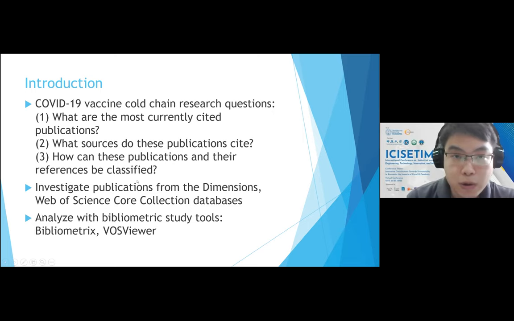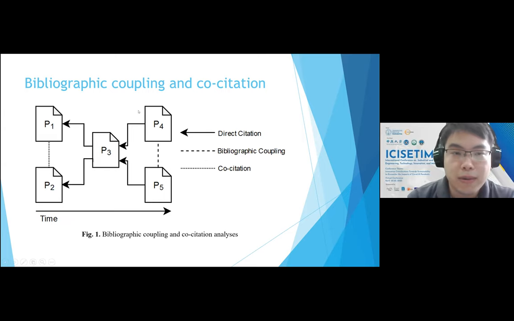So instead of only analyzing from the base source count, it looks at what the authors source and what publications they cite as well. Some of the conclusions will be shared in this presentation. So this is the method used. It's bibliographic coupling and co-citation.